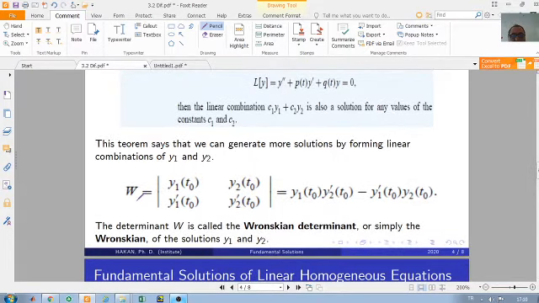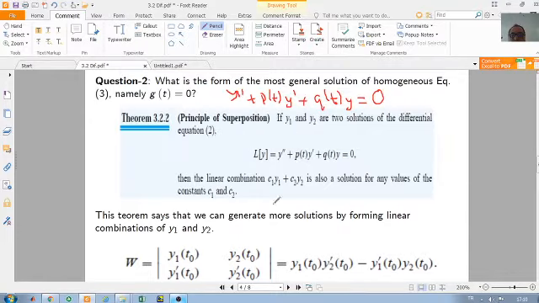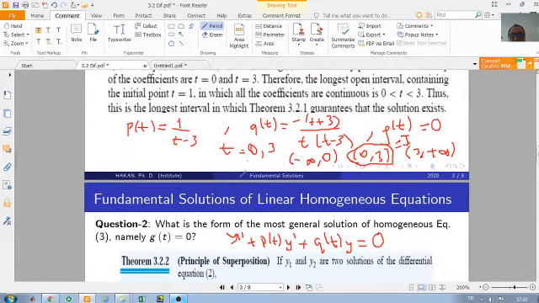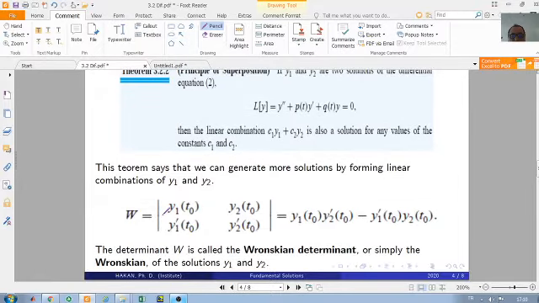So we define a determinant W. This is called the Wronskian determinant, or simply the Wronskian of the solutions y1 and y2. If you know 2 solutions for this homogeneous differential equation, we generate a determinant written here. The entries of this determinant are y1 and its derivative for the first column, and for the second column we have y2 and its derivative, and the determinant will be y1 times the derivative of y2 minus y1 prime times y2.